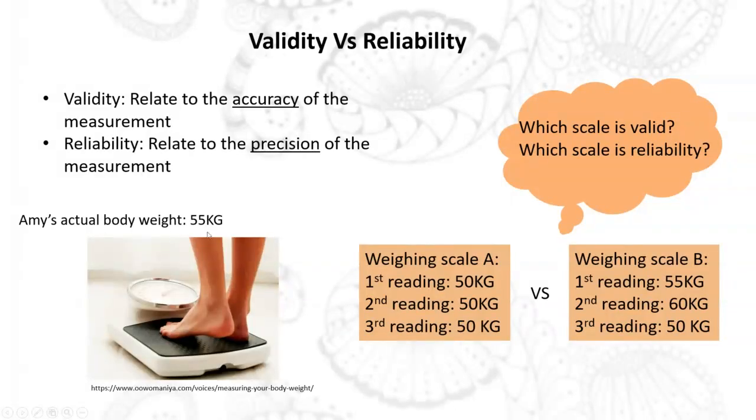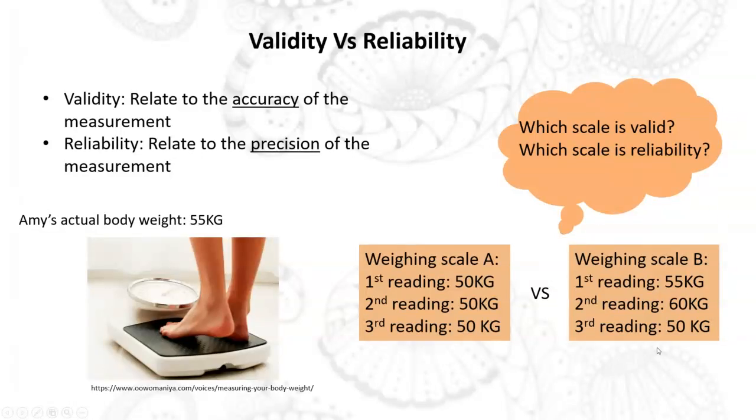The actual body weight is 55 for Amy. So it is not valid. It is not valid, but it is reliable because it gives the same body weight each time, 50. How about B?